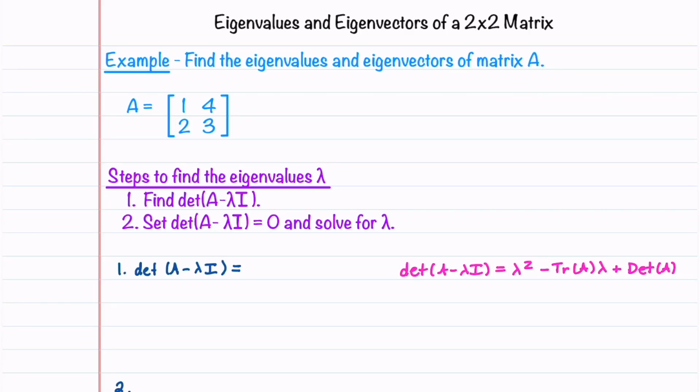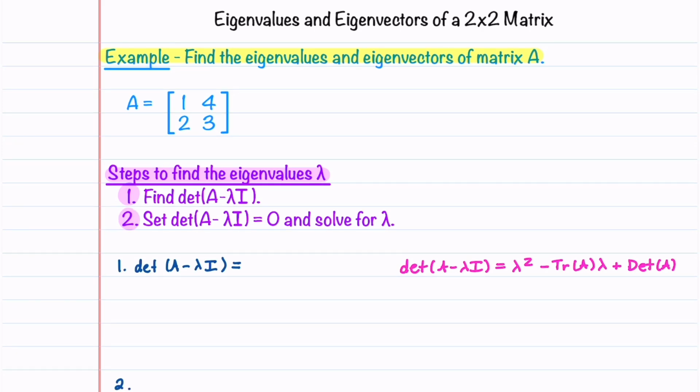In this video, I'm going to show you how to easily find the eigenvalues and eigenvectors of a matrix. The first thing that we'll need to do is to find the eigenvalues. We'll find the eigenvalues by first finding the determinant of A minus lambda I, and then we'll set the determinant of A minus lambda I equal to 0 and solve for lambda.